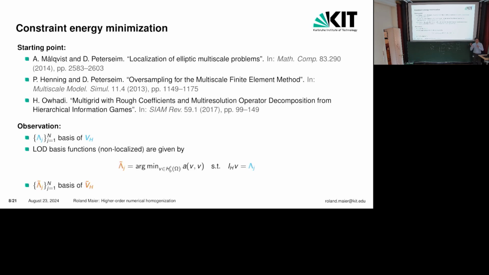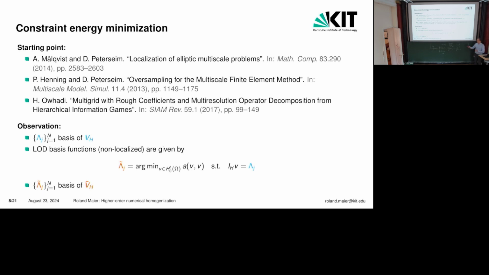So the observation for the classical LOD is the following. Let's say I have a basis of my finite element space, where I can just choose the very classical hat functions. And now if I compute the optimal basis functions, so the ones where I haven't localized yet, then I can get them by an energy minimization problem. So energy is here just this linear form a, putting v and v here. And then this is the argument that minimizes this quantity over all functions in H^1_0 with the constraint that the interpolation of my function is exactly the one of the hat functions. So that's the constraint that I have here.